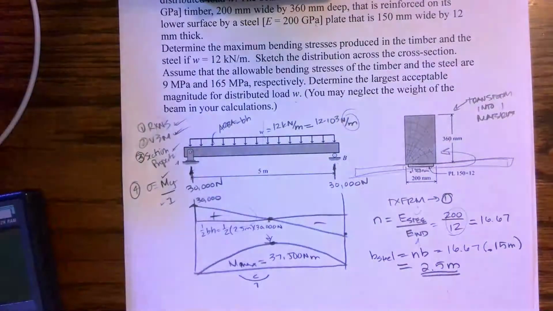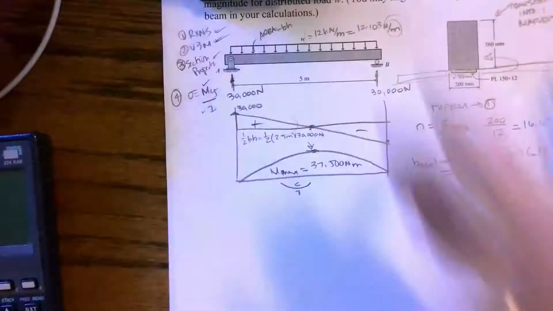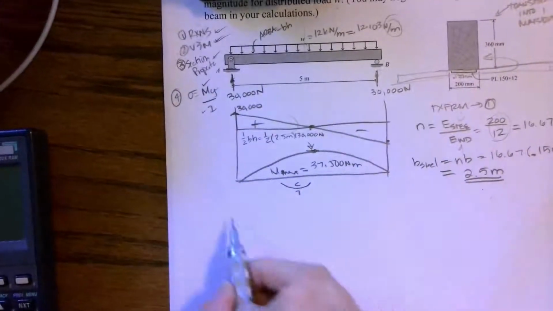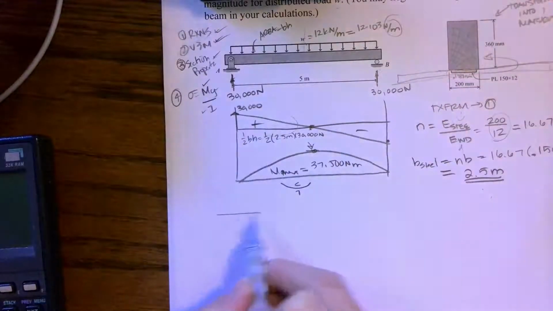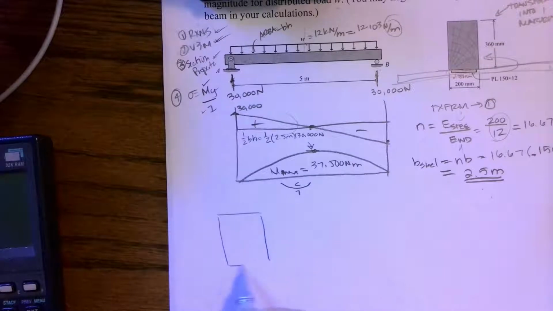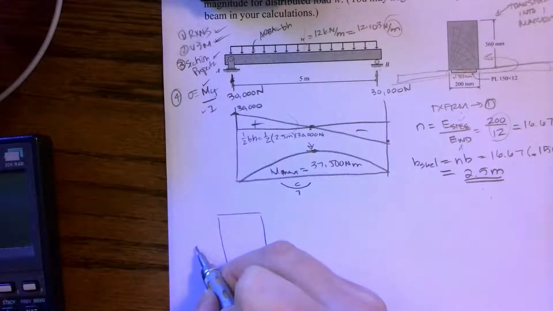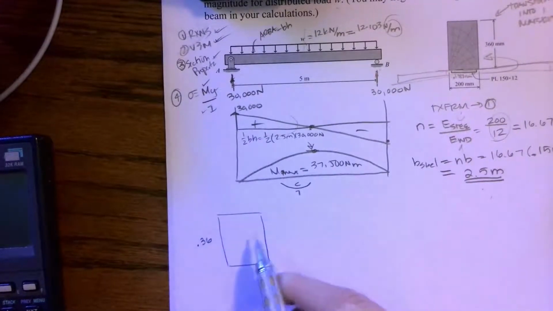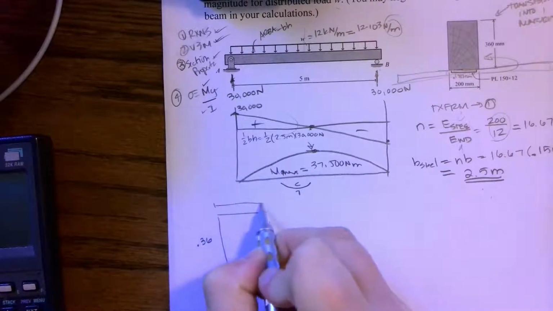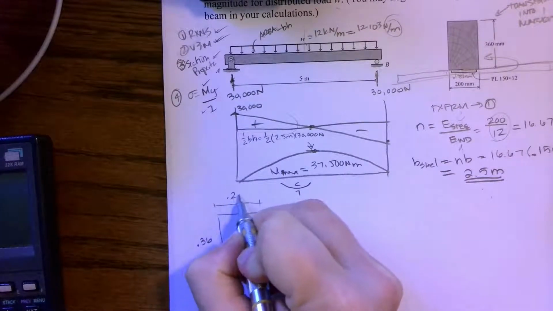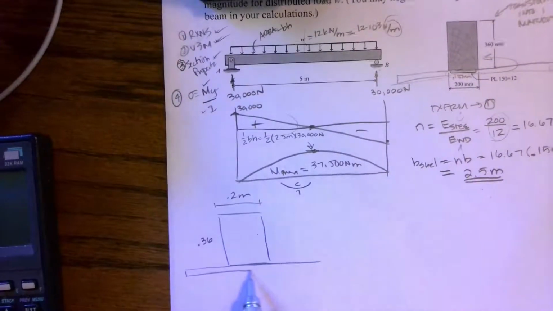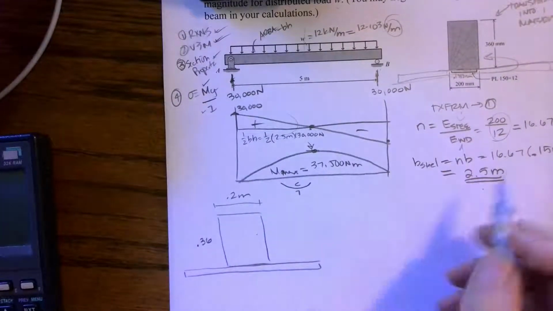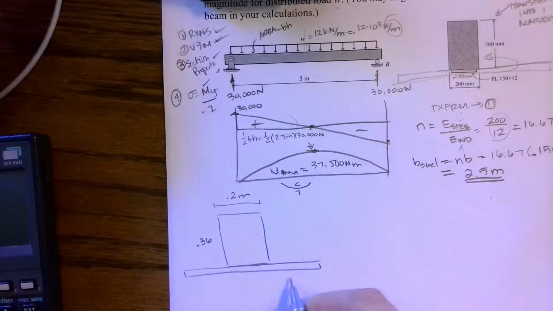Okay, so when we have a new section, we have to just forget that this is rectangular looking, and we are going to draw our new cross section. We can see that this is 0.36 meters tall, and it has a width of 0.2 meters. And then we have this section on the bottom, which is really, really long and skinny. In fact, it's 2.5 meters long.